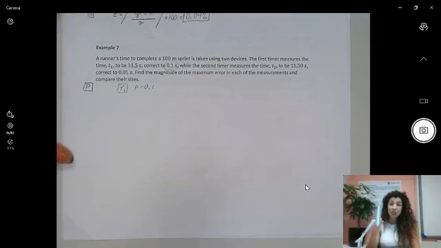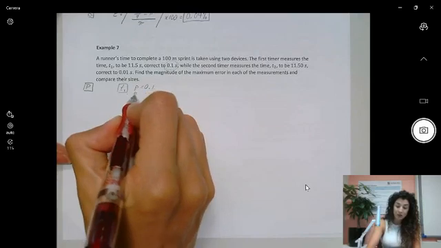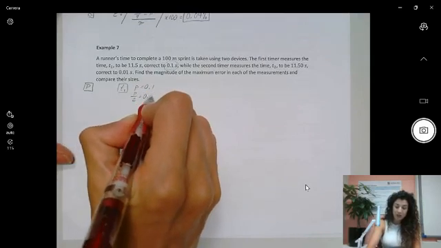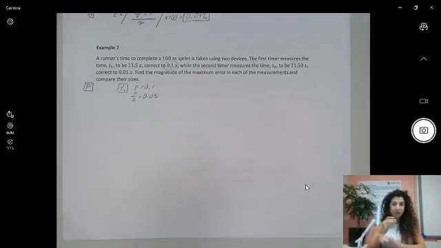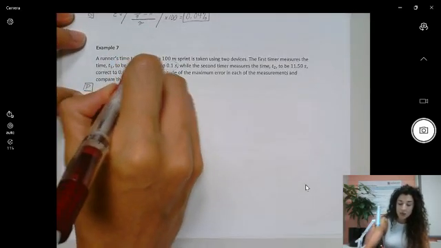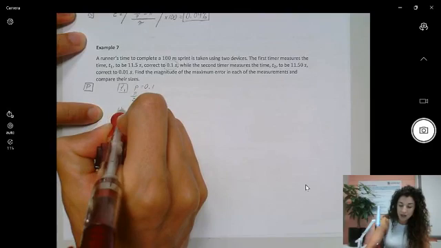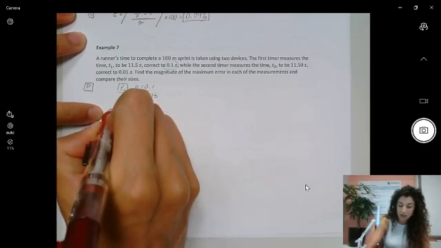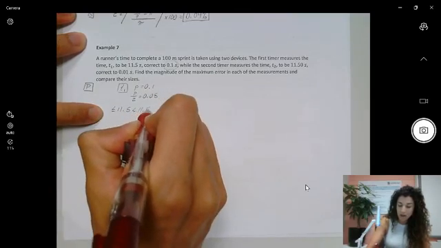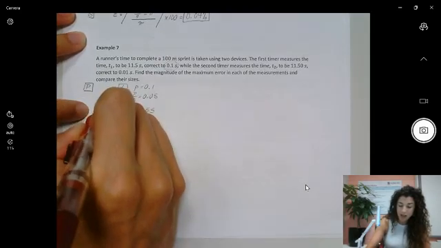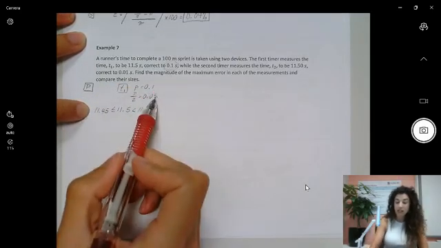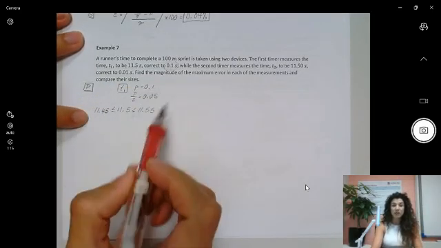The first thing we need to do when we know what P is, we need to figure out what P over 2 is. Well, P over 2 is 0.05. You can plug it into your calculator. Just because I'm doing it in my head does not mean you have to do it in yours. Then I'm going to create my bound for T1. So 11.5 is going to be between 11.55 and 11.45. Again, you're adding and subtracting this 0.05.